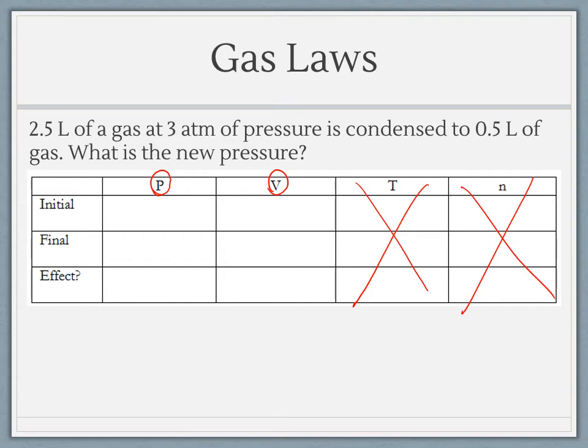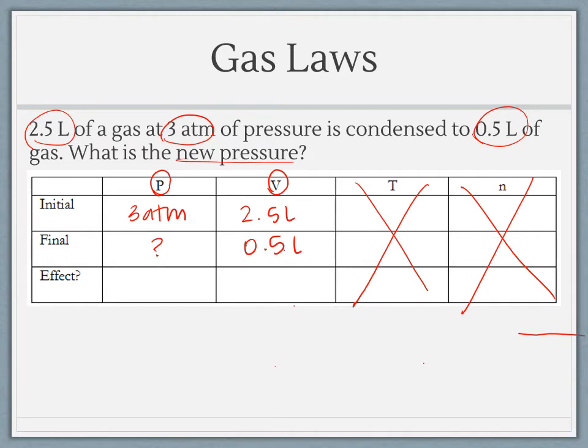So we have the initial pressure, which is 3 atmospheres. We are being asked for the new pressure, so this is what we do not know. Our initial volume is 2.5 liters, and then our final, or our second volume, is 0.5 liters. Now, if we think about this conceptually, what's happening to our volume? Our volume is going down. Well, we know that these are inversely proportional. So the volume goes down, I'm going to expect that my pressure goes up.